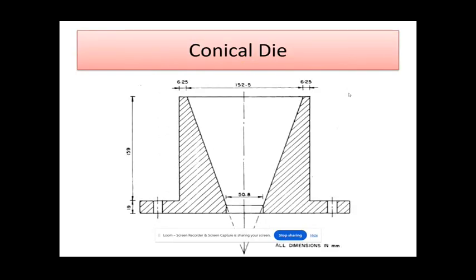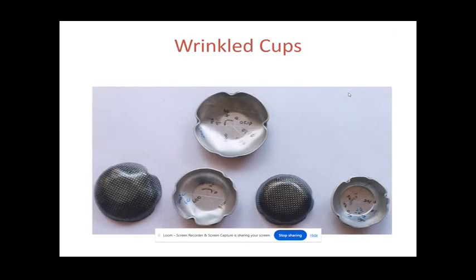This figure shows the typical conical die that can be used for the deep drawing operation. Using the conical die, better drawability can be obtained. Compared to the conical die, better drawability can be obtained in the case of the Tractrix profile. This figure shows the wrinkled cups.